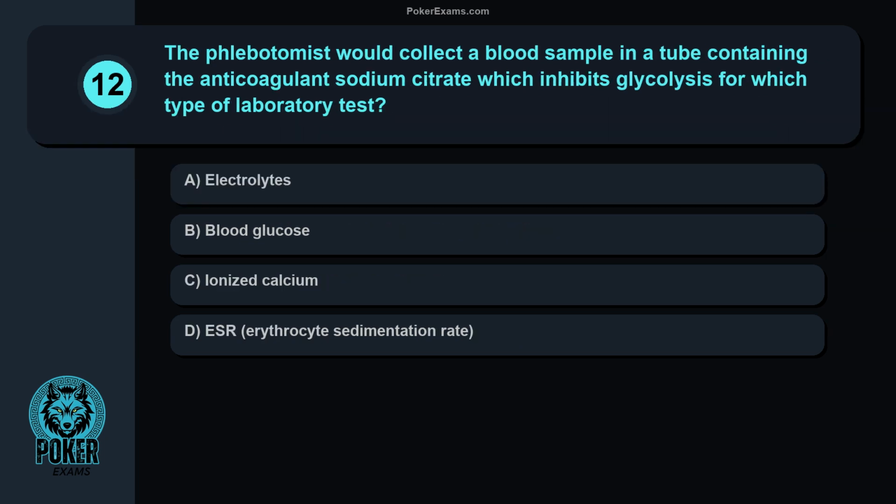Question 12. The phlebotomist would collect a blood sample in a tube containing the anticoagulant sodium citrate which inhibits glycolysis for which type of laboratory test? Electrolytes. Blood glucose. Ionized calcium. ESR, erythrocyte sedimentation rate.